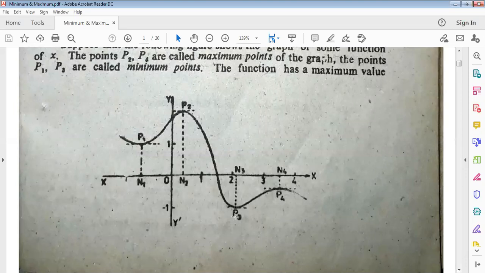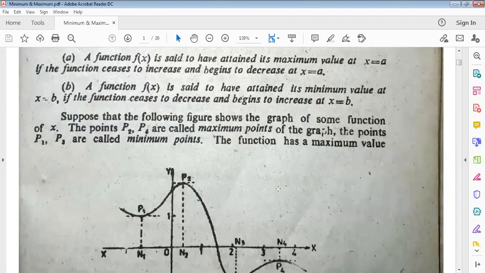Which is bigger, P3 or P4? Which is maximum? P4. For this portion, P4 is maximum and P3 is minimum. P3 is minimum because it ceases to decrease but begins to increase. This is why P3 is minimum. In a similar case, P4 ceases to increase but begins to decrease. This is why P4 is maximum. This is the explanation of maximum and minimum of a function f of x.